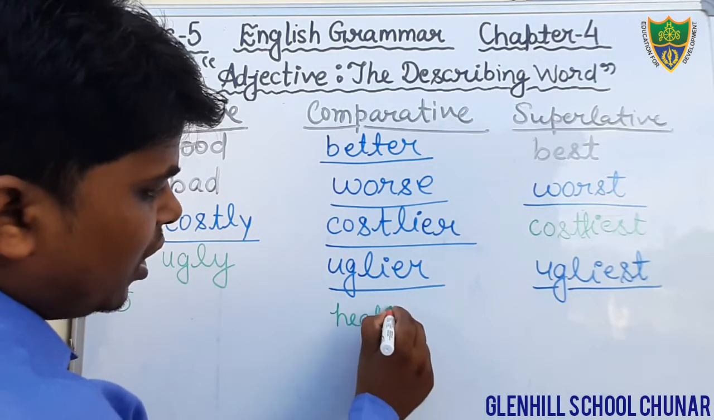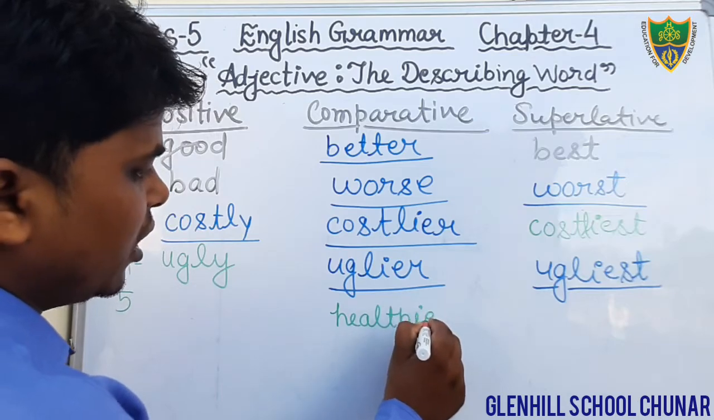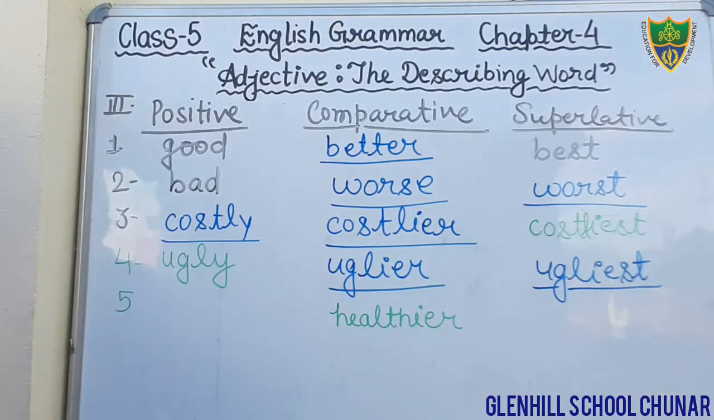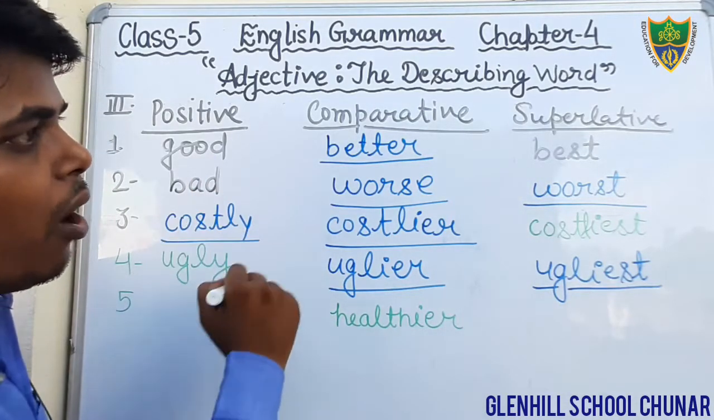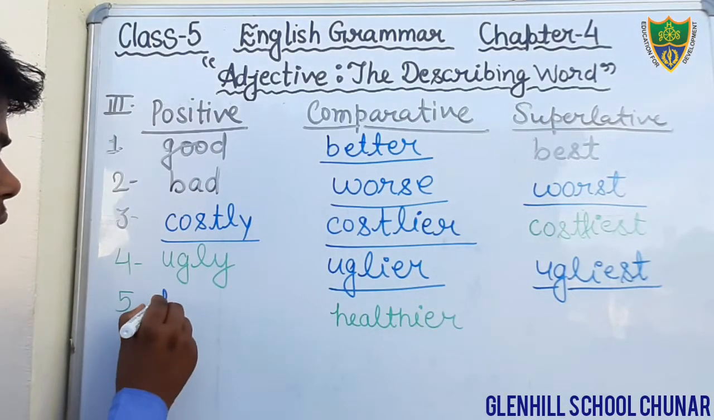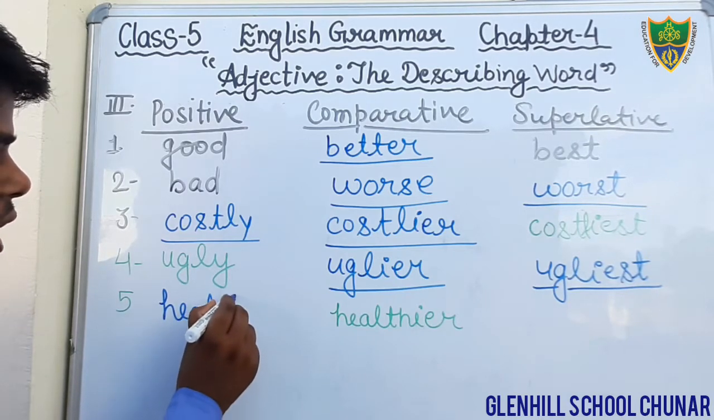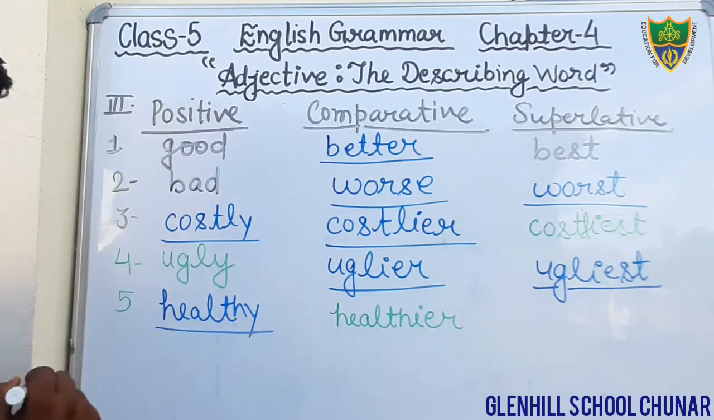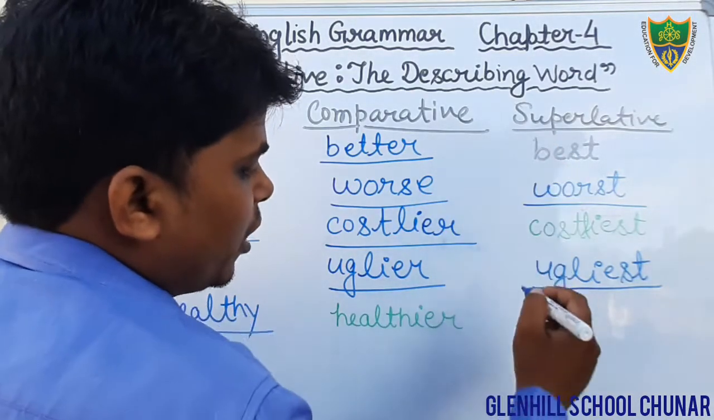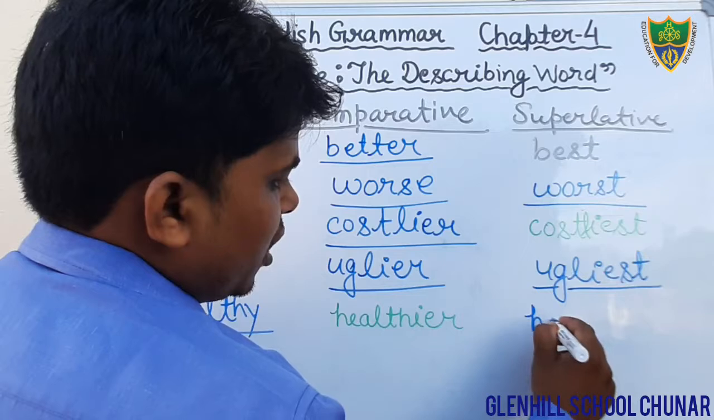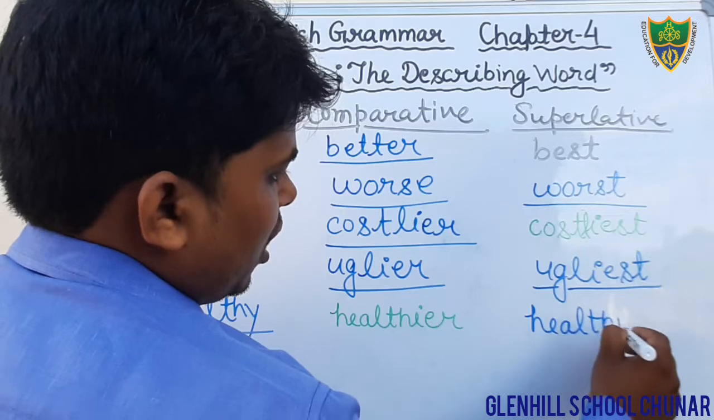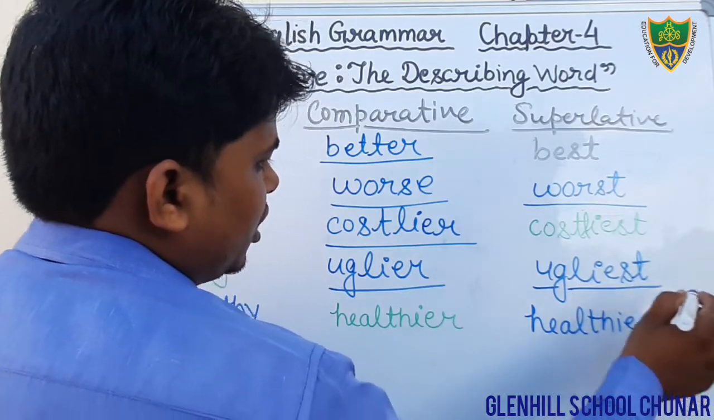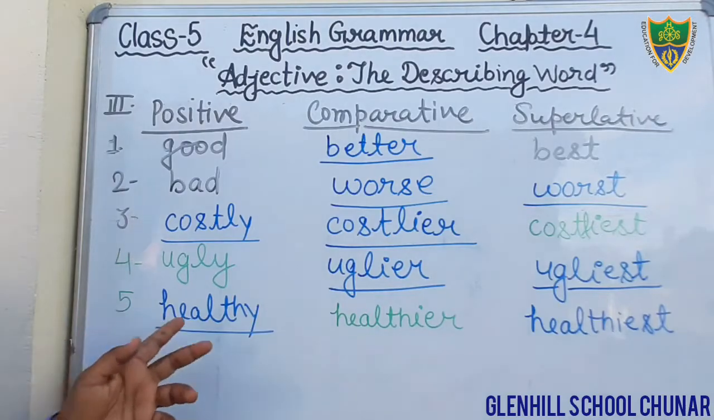Healthier. Healthier. Healthiest. You have to fill. Okay, students. Comparative form is given, and you have to make the positive form and superlative form. What would be the positive form? Healthy. Okay, that is the positive form. And what would be the suitable superlative form? Healthiest. Okay, healthiest.